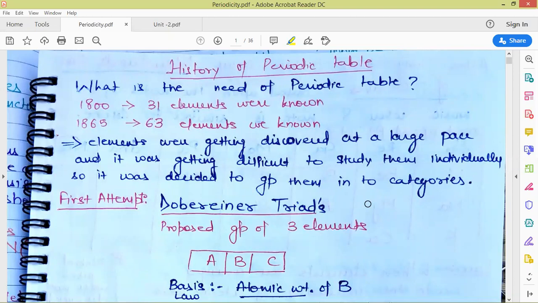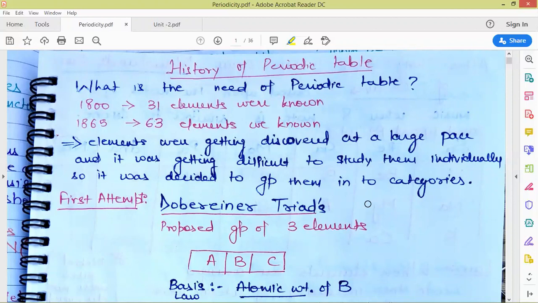Around 1800, about 31 elements were known. It was getting difficult, and more and more elements were being discovered by 1865. So it was getting difficult for the scientists to study them individually. So it was decided to group them into some categories based upon some properties.